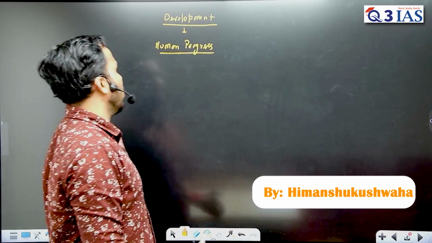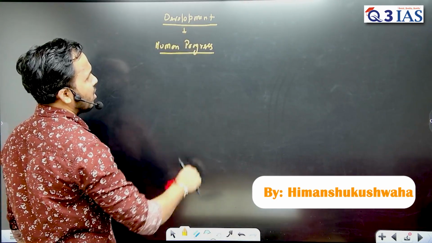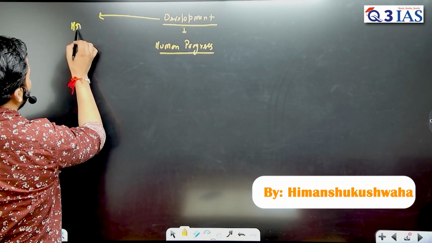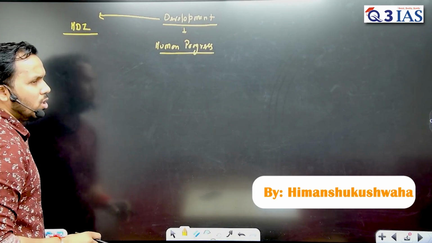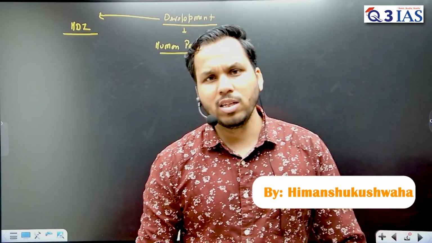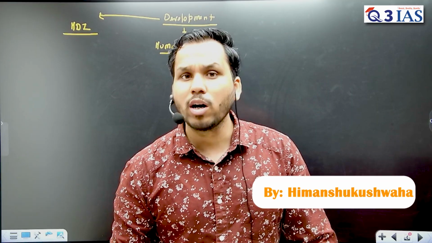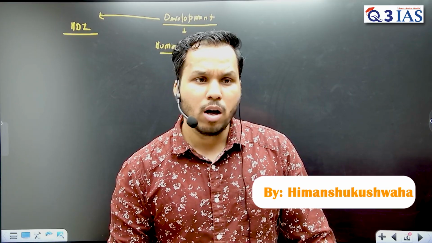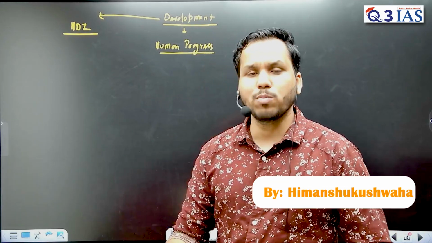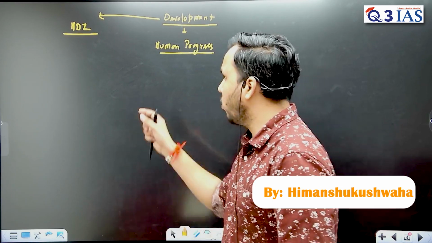So basically we have to write that development is human progress, holistically. And the question is asking about HDI. Now we will start writing, because the question has only a 150-word limit. So we have to be more concise and more authentic in writing this answer. There is no space for writing something extra. You have to be concise.